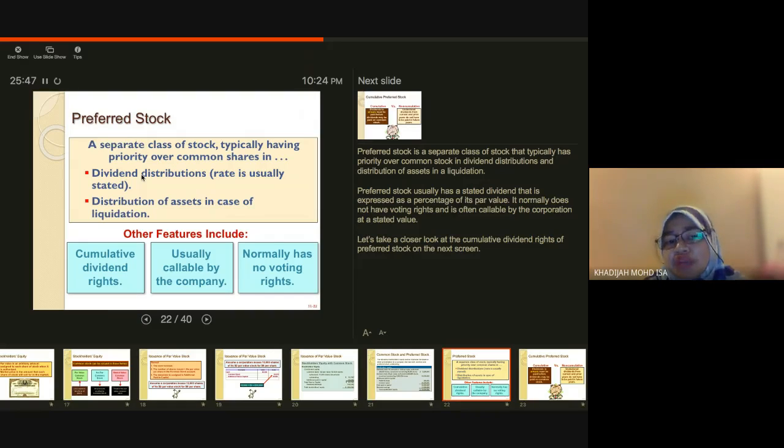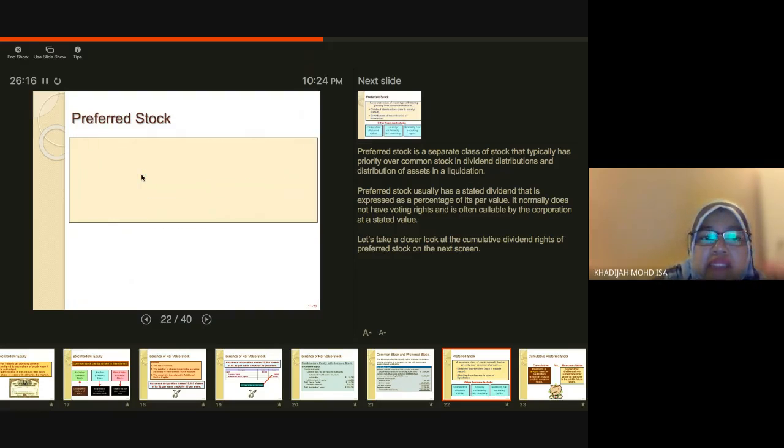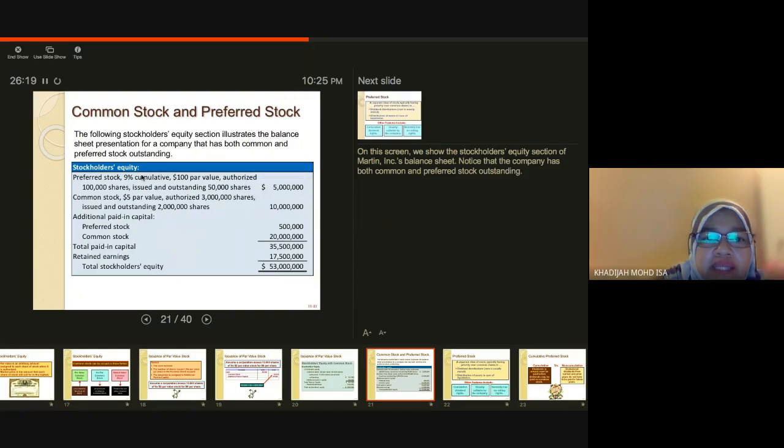And in terms of distribution of asset in case of liquidation, they will give first to your preferred stock. Namanya preferred. I prefer kind of stock. Yeah. So they will pay preferred stock first, then only bayar pada common stock. Right. And then cumulative dividend. So cumulative means that tadi kita kata 9% kan? So 9%, company has to pay 9% every year to preferred stock, whether company make profit or loss. Okay. Tapi in this case dia sebut apa tadi? Preferred stock 9% cumulative.